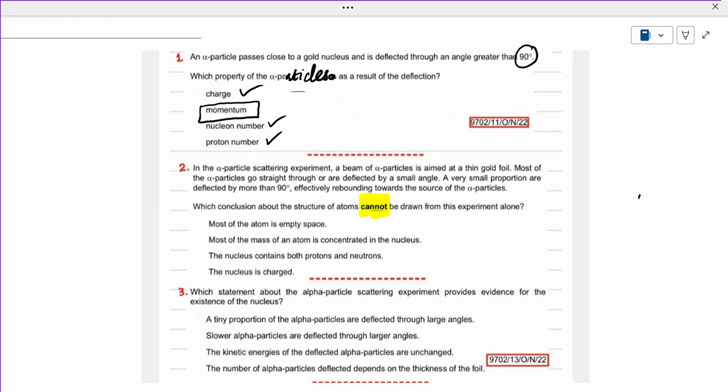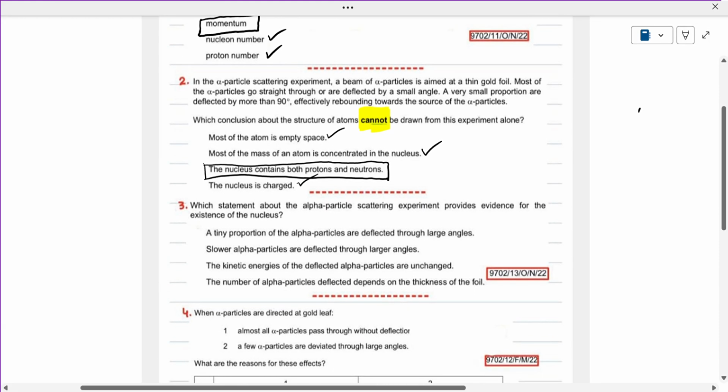What we observed while discussing the experiment is that most of the atom is empty space. The nucleus is charged, which we discussed was positive, in the second point. Then we discussed that most of the mass of the atom is concentrated in the nucleus. The nucleus contains both protons and neutrons. We didn't do any experiment which could show that this part contains protons and neutrons. So this is the answer.